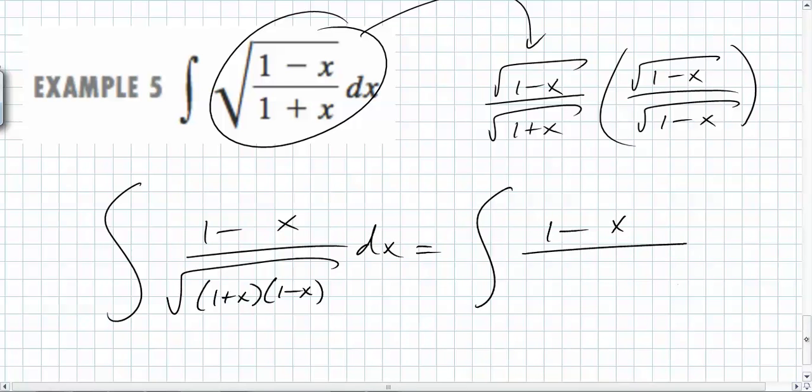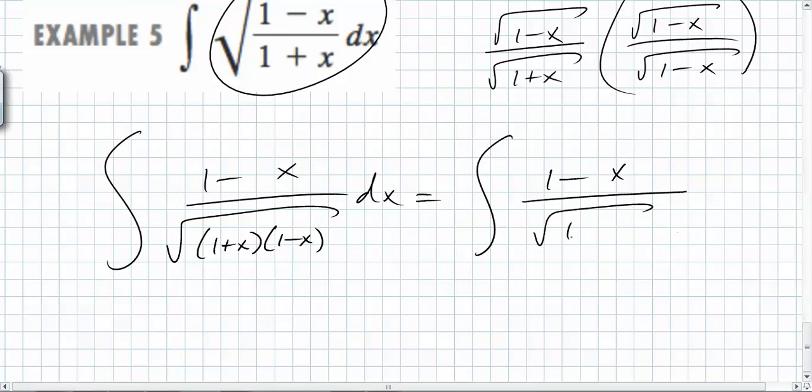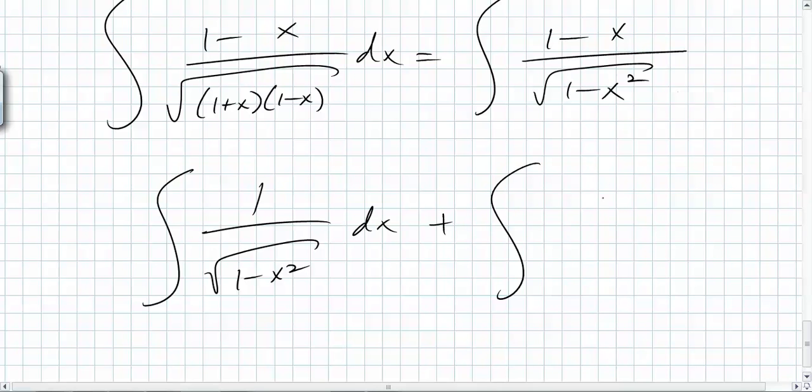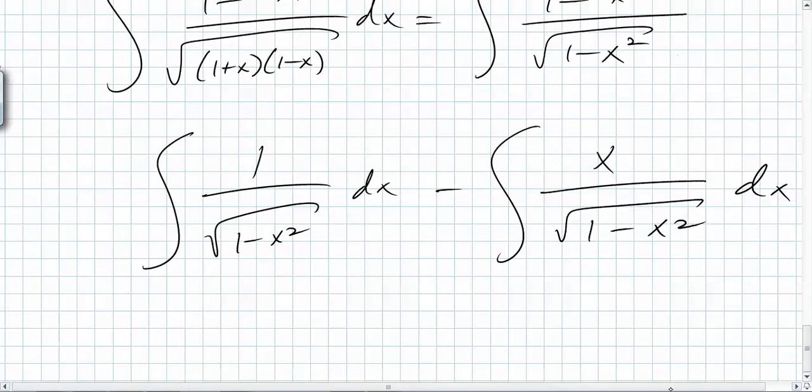1 minus x over what? 1 minus x squared. And how many integrals? Oh, I see 2 of them now. 1 over the square root of 1 minus x squared dx and plus what? Plus x. Yeah, it's minus. Thank you. No, it's okay. Minus x over the square root of 1 minus x squared dx. Exactly.